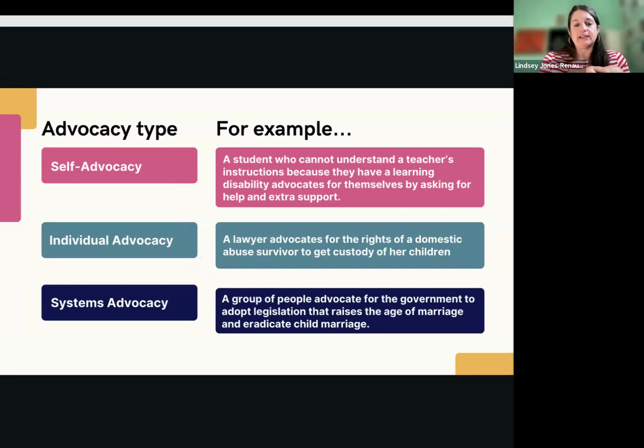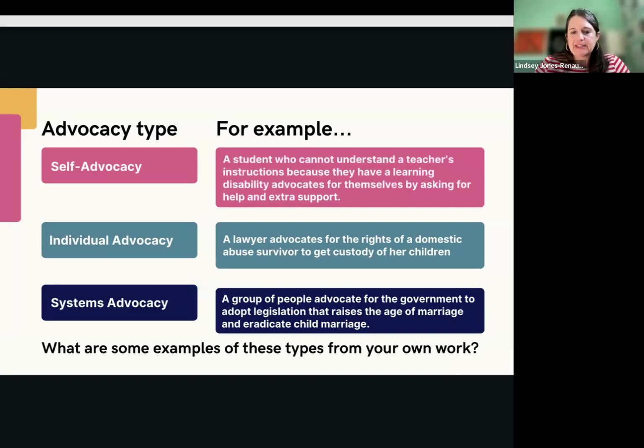Systems advocacy is when a group of people or an individual are advocating for the government to adopt legislation that raises the age of marriage in the country and to eradicate child marriage. So that's looking at something that would happen large scale, affecting many, many people across that country.